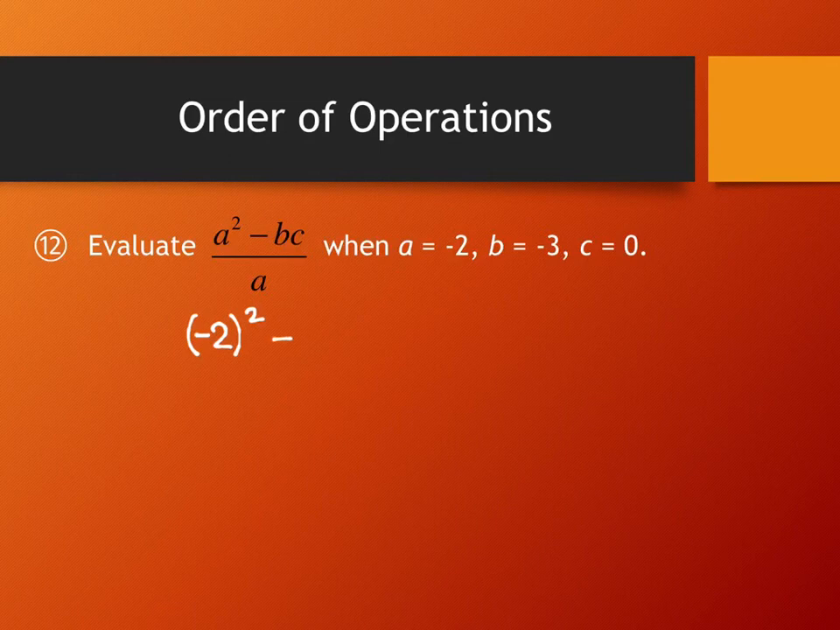Subtract, my b value is negative 3. So again, I kind of like parentheses to separate negatives out usually, so I will put them in. If you don't want to do it that way, it's okay, but it might look a little bit more confusing to read. The last one is that c is 0, so I'll go ahead and put that in parentheses as well. And then it's all divided by a, which is negative 2.